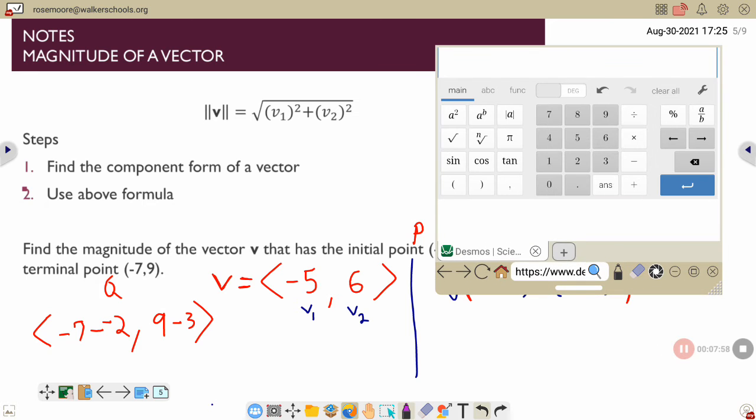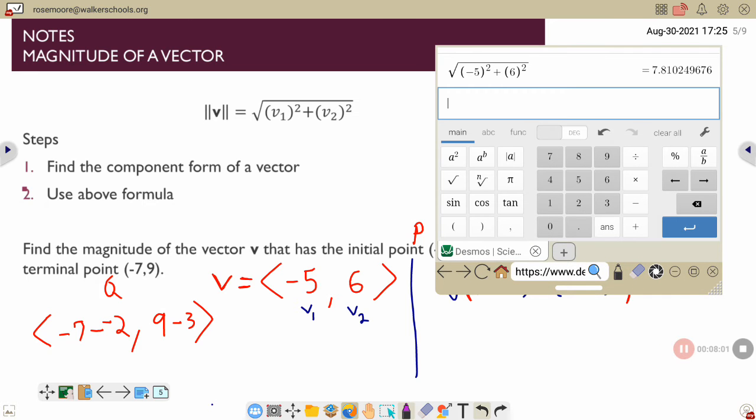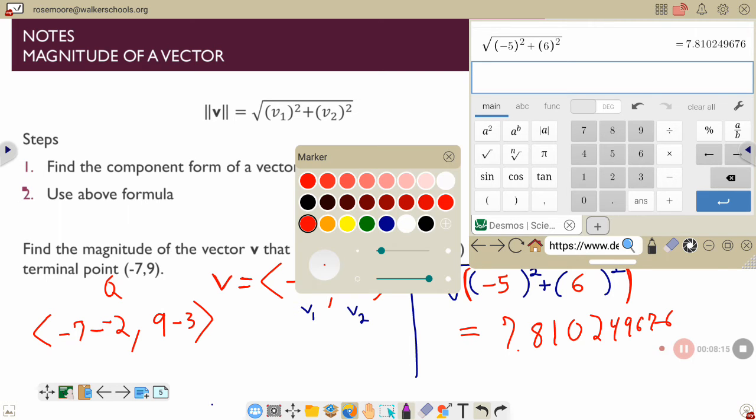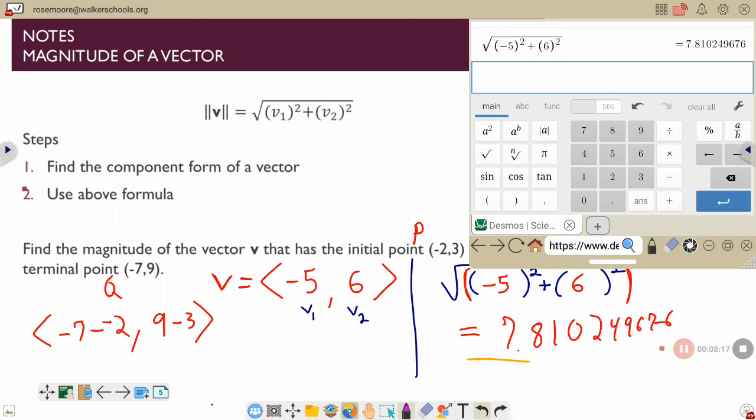All right, so we get the answer equals 7.8102496676. Do you think I need all of this? No, in this class, I will only be asking you for the first 2 decimal places. So my answer would be 7.81. The magnitude of that vector is 7.81. Sometimes you do end up with whole numbers, and that's nice, but not terribly common.